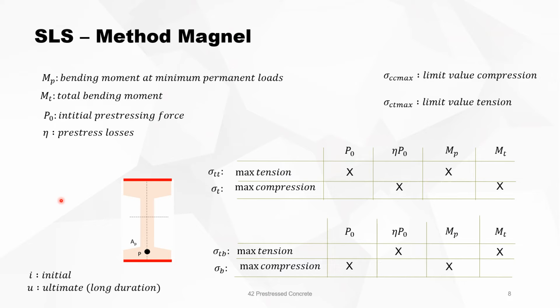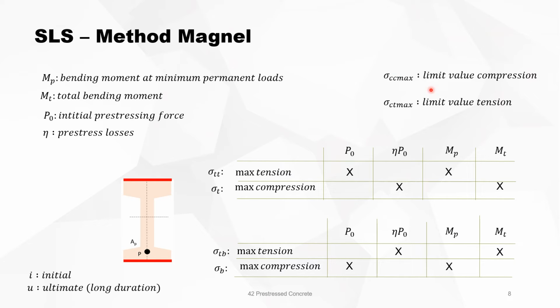Let's just have a look at a cross-section. Then we look at the bending moment at minimum permanent loads, Mp, the total bending moment, Mt, the initial pre-stressing force, which is the largest, and the pre-stress losses.